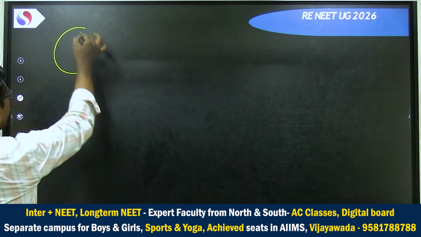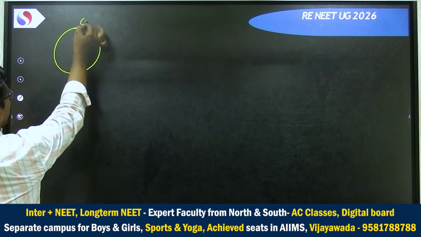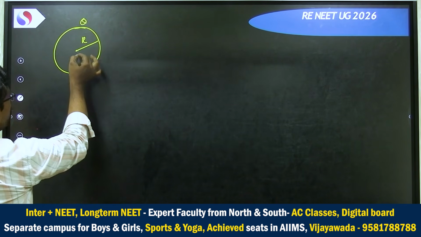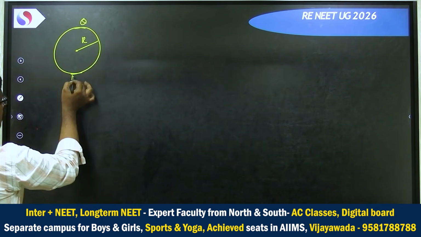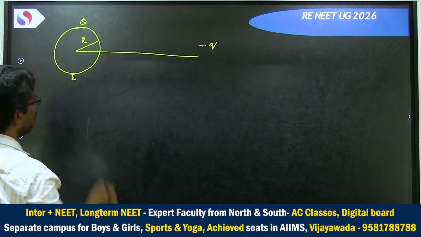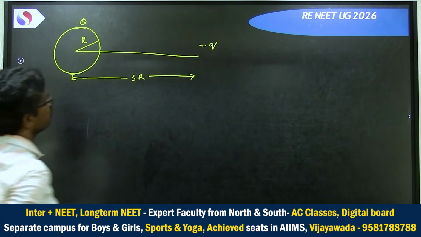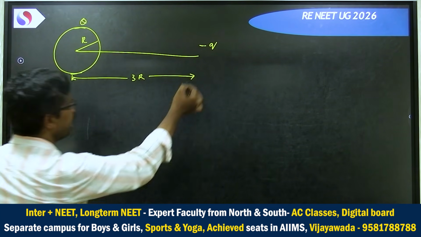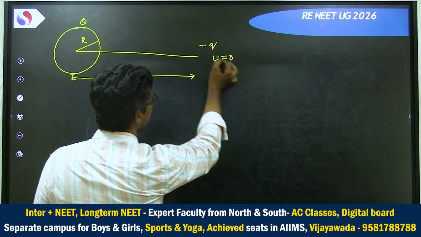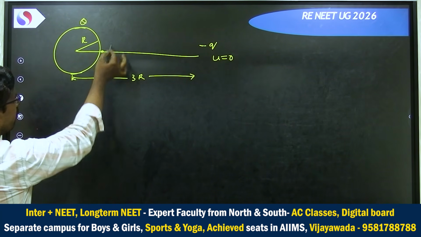Here, this is an isolated sphere. This is a charge Q. This radius is R. Now, a negative charge q is placed here at a distance 3r from the center of the sphere. Initially it is at rest. Due to force of attraction, it comes to the surface of the sphere with a speed v.